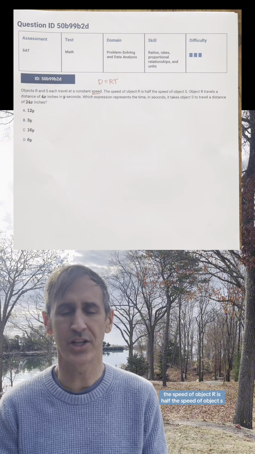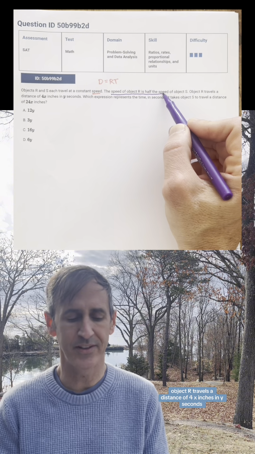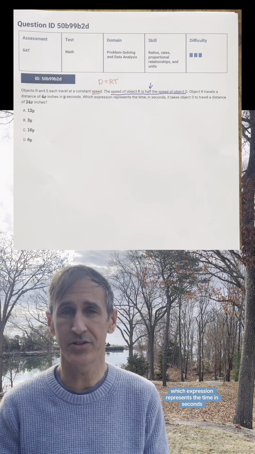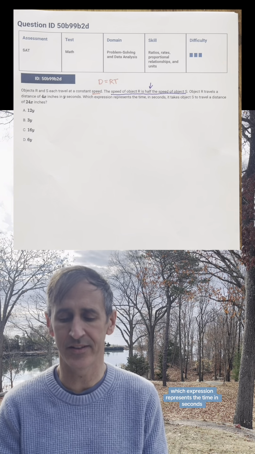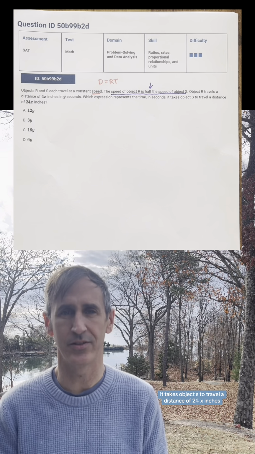The speed of object R is half the speed of object S. Object R travels a distance of 4x inches in y seconds. Which expression represents the time in seconds it takes object S to travel a distance of 24x inches?